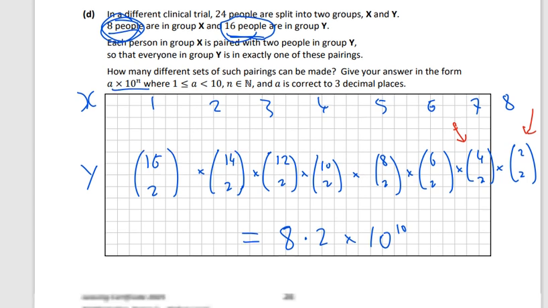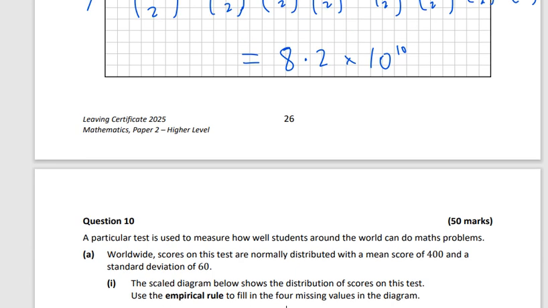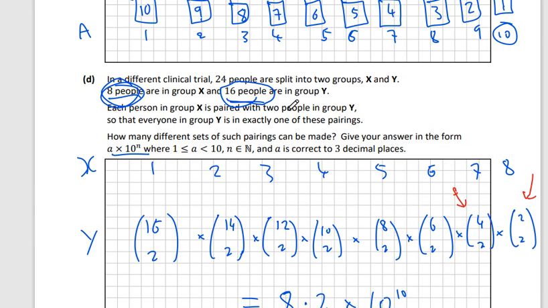So it's a tricky enough question, but it's the last part of a 50-mark question to do with probability. So they have to make it a little bit awkward.